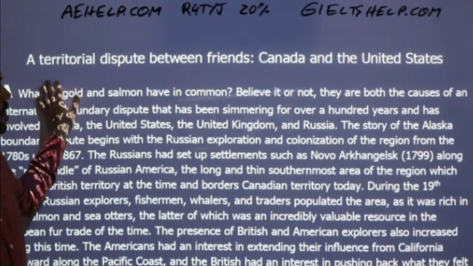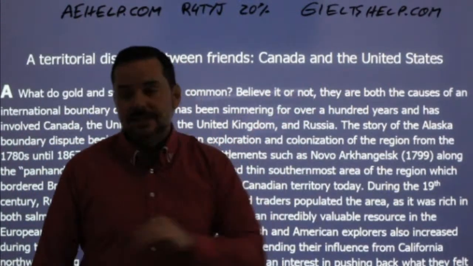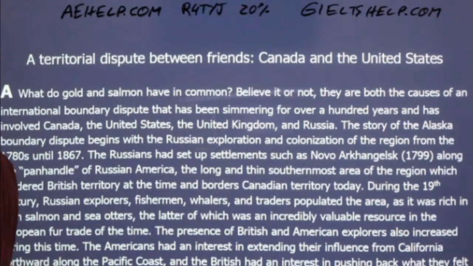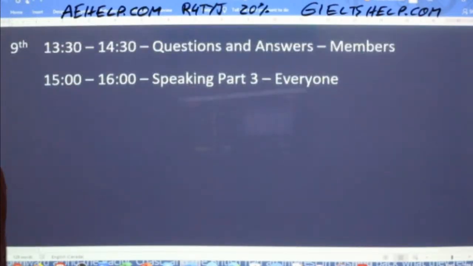What might be the content of this passage? So, a territorial dispute between friends, Canada and the United States. So what is the topic here? Okay, whenever you read the title, you want to think about the content.